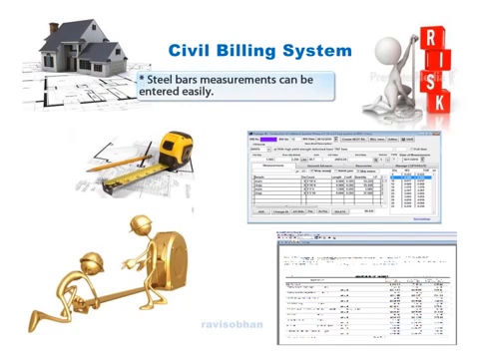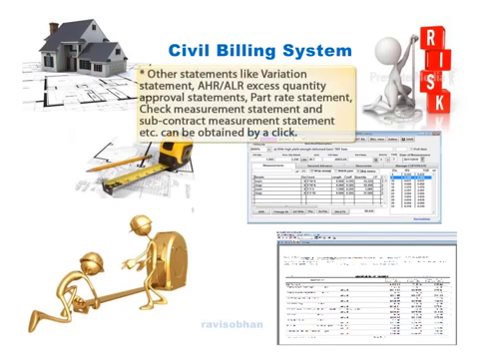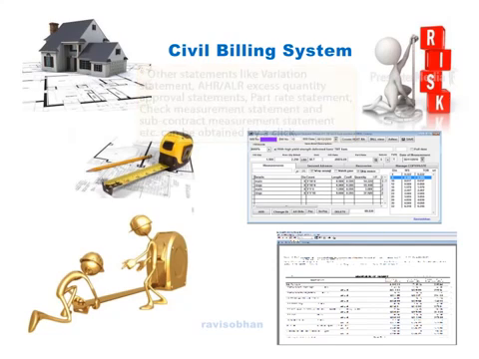Steel bars measurements can be entered easily. Associated statements like theoretical requirement of consumption of cement, bitumen, steel bars, etc. can be obtained by a click. Other statements like variation statement, HR, ALR, excess quantity approval statement, part rate statement, check measurement statement and subcontract measurement statement, etc. can be obtained by a click.